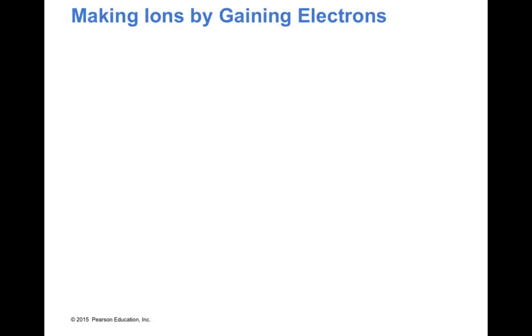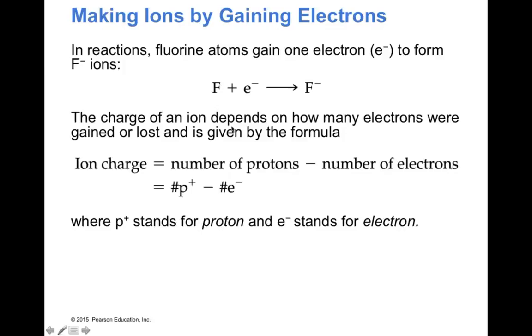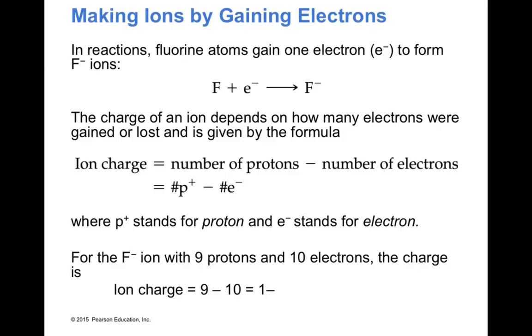What happens when an element gains an electron? For example, fluorine. Fluorine most of the time is going to gain 1 electron. When the element is neutral, it doesn't have a charge, but if you add 1 electron, it becomes fluorine 1-. The charge of an ion depends on how many electrons were gained or lost, as we mentioned before, so the same formula applies. Fluorine has 9 protons because the atomic number of fluorine is 9, minus 10 electrons now because we added 1 electron. That's why the anion of fluorine is 1-. That's the charge of the anion of fluorine.